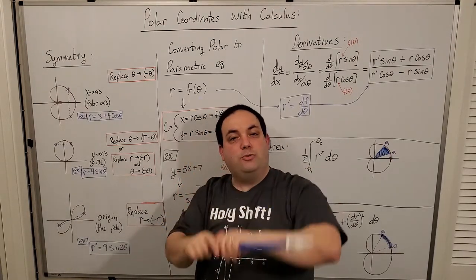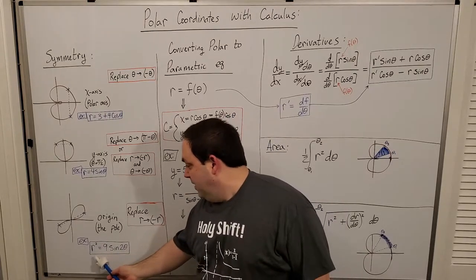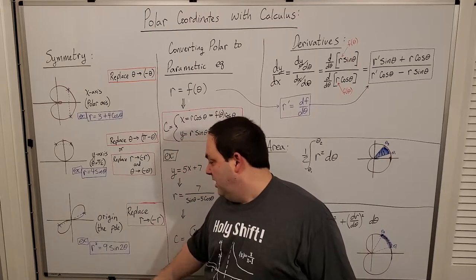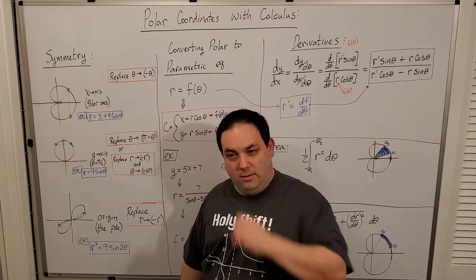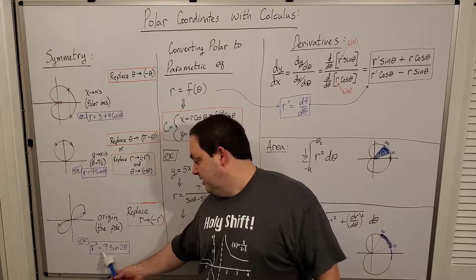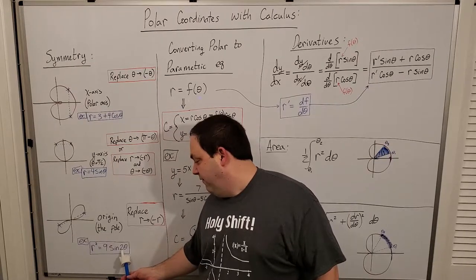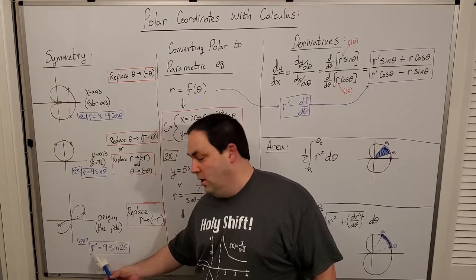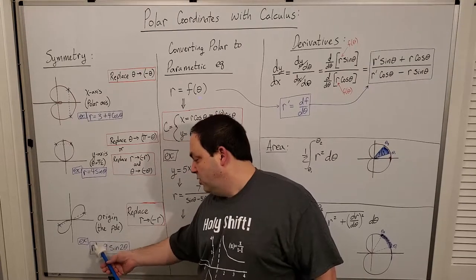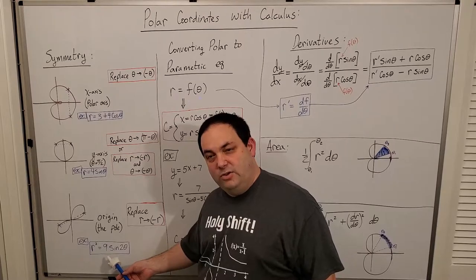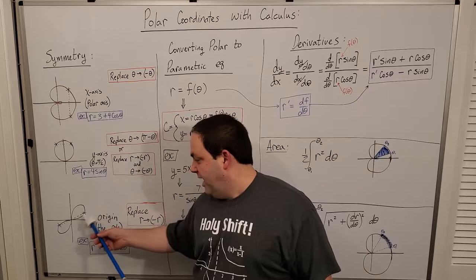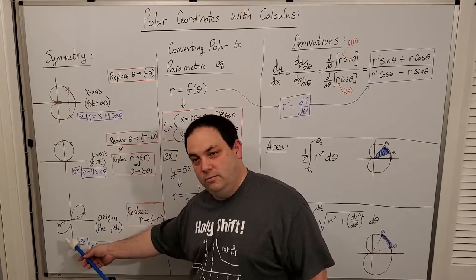origin symmetry. Notice here in the lemniscate that's formed when you have r squared is equal to 9 sine 2 theta, which by the way is just a rose curve with 4 petals, but 2 of the petals get cut off when you square the r because of the way r squared can't be equal to the negative values of sine. So what you get is this nice pretty lemniscate that's at a 45 degree angle here.